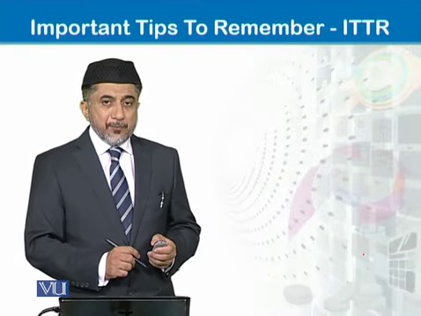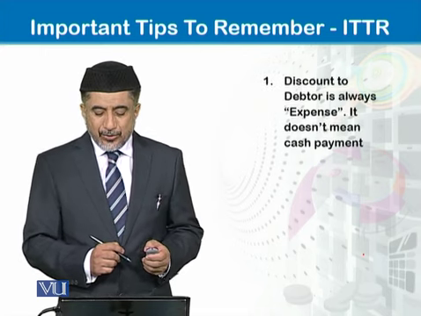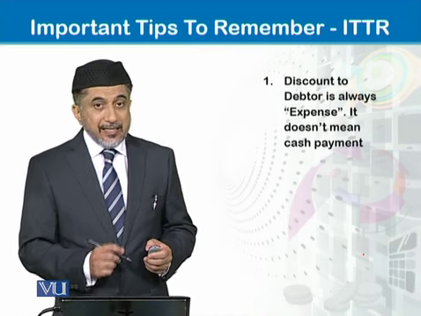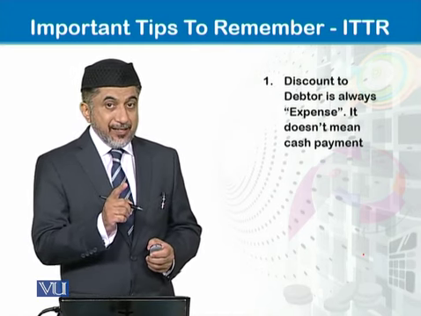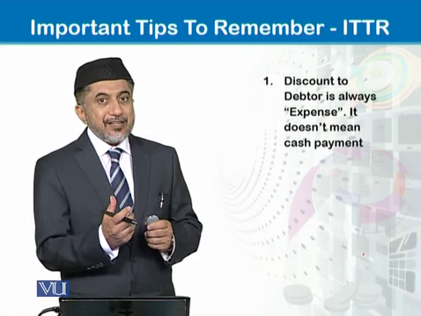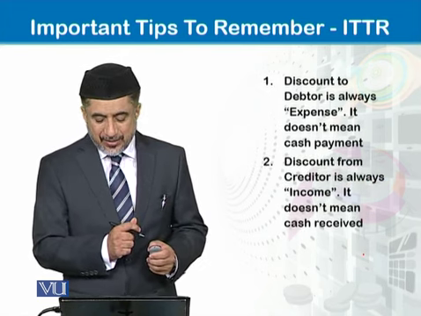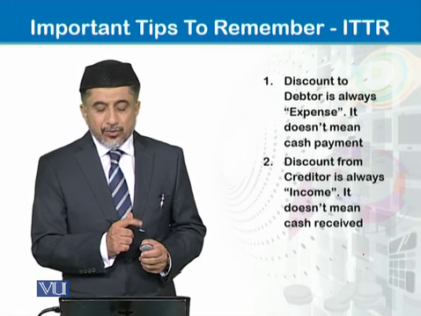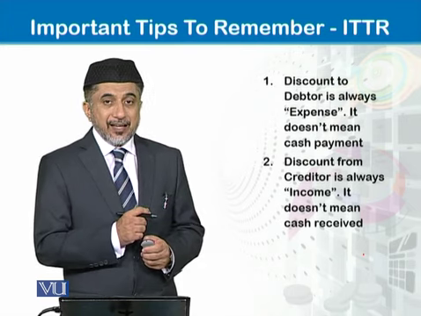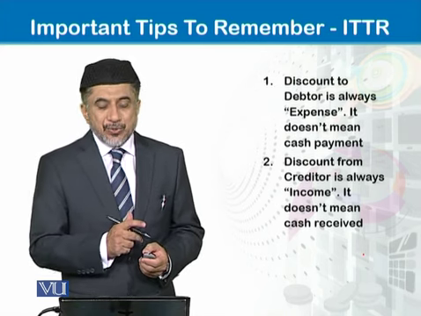So the important tips that we have to remember are: discount to debtor is always expense. It does not mean cash payment. Remember, discount allowed does not mean cash payment. Rather, we are receiving less as cash from our receivables. And discount from creditor is always an income. It's a saving. It does not mean that we have received cash. Rather, it is our saving by paying less to our creditors.